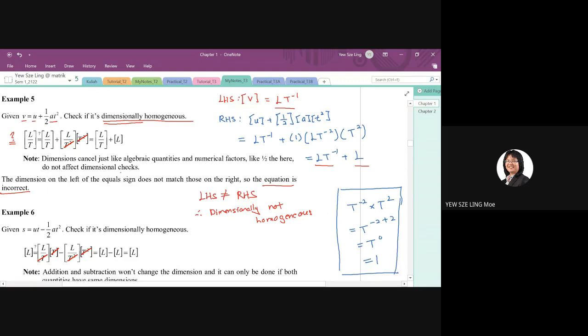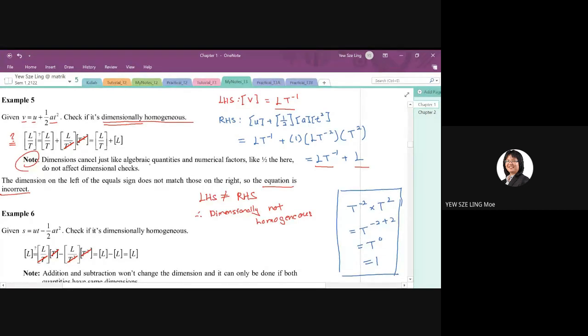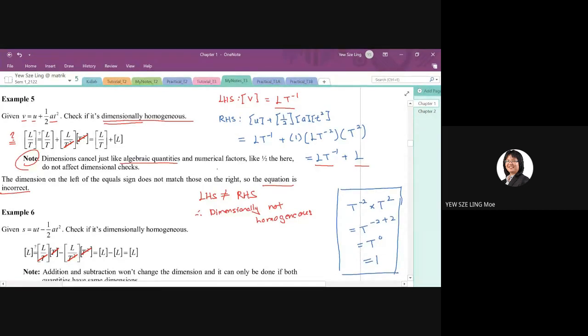Now let's go back to the notes here. So dimensions cancel just like algebraic quantities. So this one you do it like subtractions or multiplications, and a numerical factor like half here does not affect the dimensional check. So the value half, you don't have to include it. If you want to put it, you just put it as 1. All right. So the dimensions on the left-hand side do not match the one on the right. Therefore, the equation is incorrect because they are dimensionally not homogeneous. So that is how you check the equation.